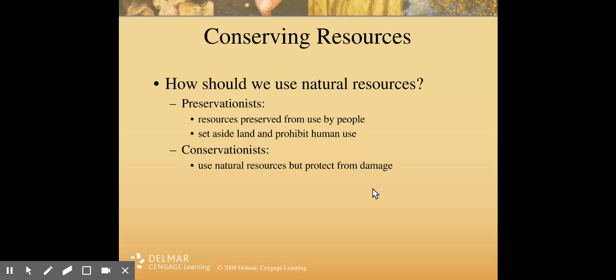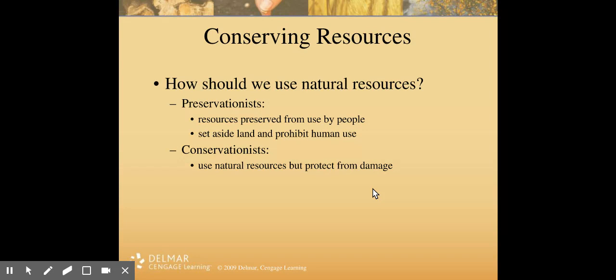Conserving resources. So this is the end of this chapter. What should we do about natural resources? Obviously, everybody has a different opinion, just based on what you believe, what you value. There are some people that think we should just completely not allow any human use of certain sections of land. That's why we have national parks.